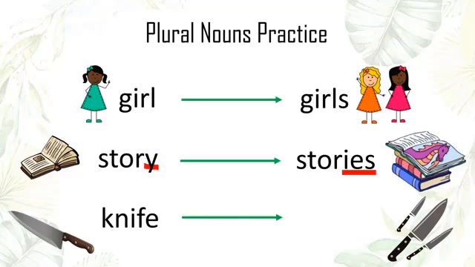Our last one we're going to look at is knife. One knife, many knives. So we take the fe and it becomes ves. I hope that you got those three correct. If not, go back and review the rules before completing today's language activity.